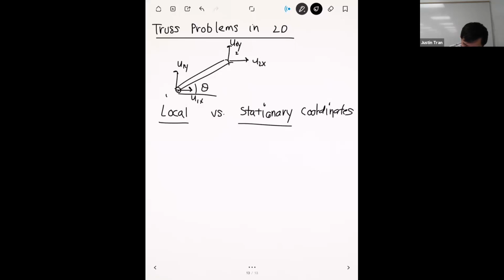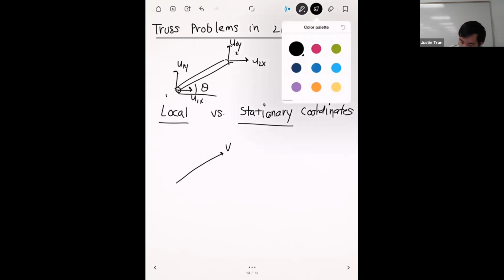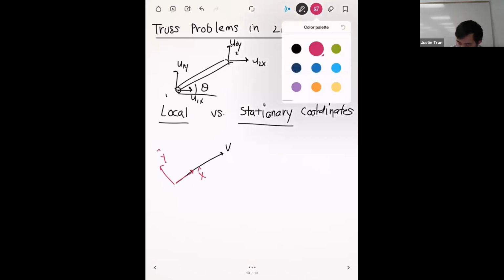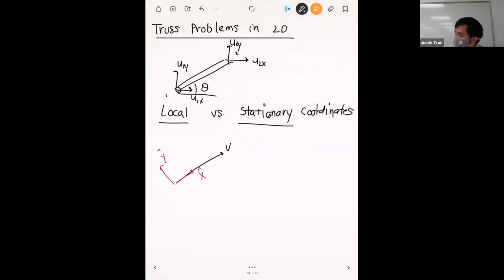Right. So remember the difference between these is if we have a vector like this. And this vector could represent the direction of a truss element. The local coordinates would be defined along the lines of that vector. So let's say we have an x hat and a y hat. Whereas the stationary coordinates would be defined in terms of just the classical x, y, vertical and horizontal that we usually do.